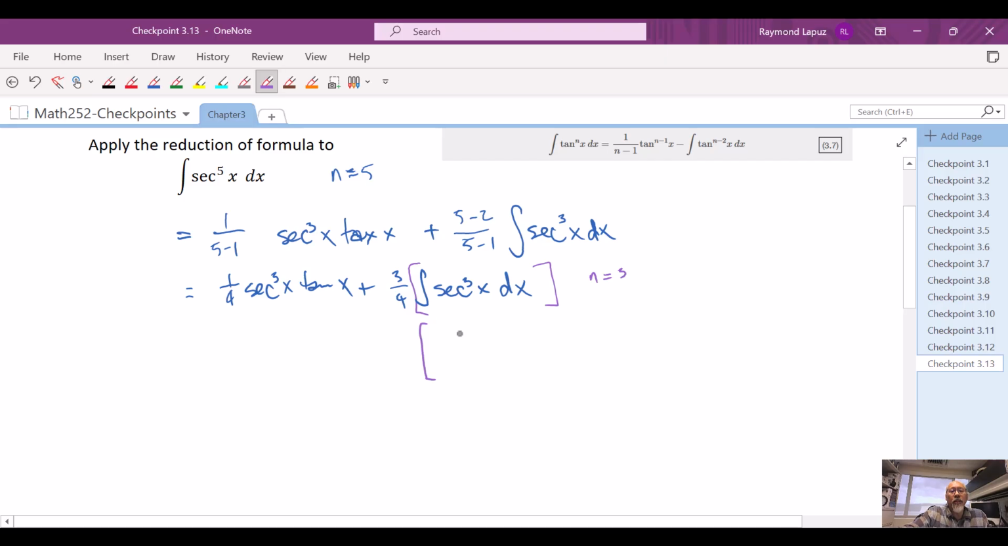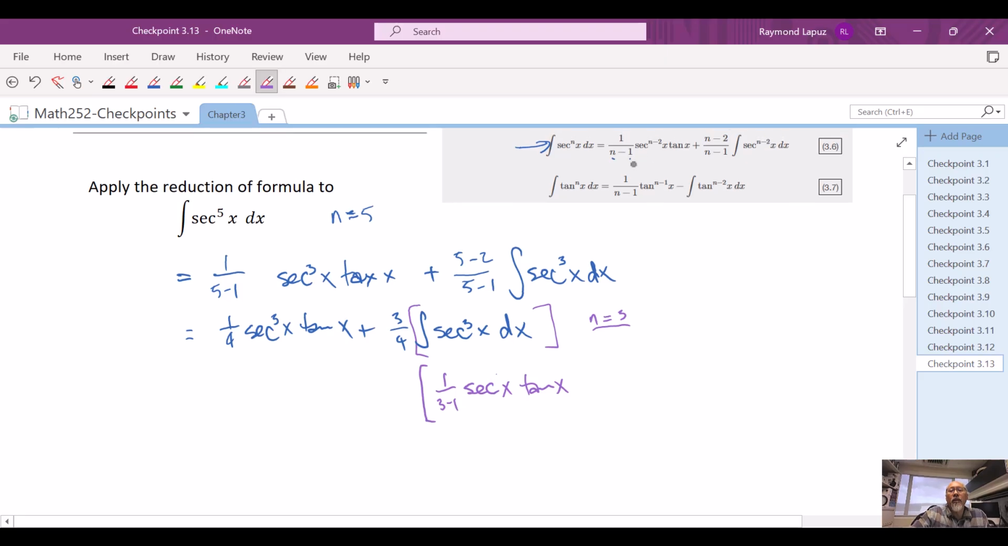So according to the formula again, this is 1 over n. We have a new n is 3. So 3 minus 1. And then we have secant, we subtract 2 from there, as we did before. So this is just the first power, x times tan x. That's the formula for the first part. And then we're going to say add n minus 2 over n minus 1, and then integral of secant of n minus 2, so that's just the first power again, dx.